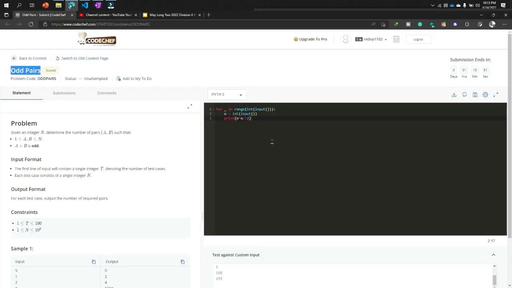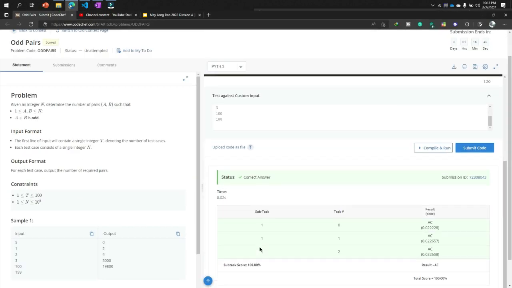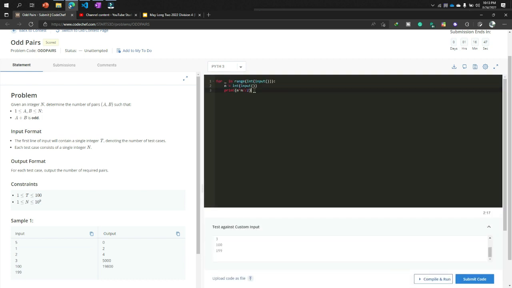So let's look at our code. This is the correct answer, and the code is here. We have taken the number of test cases in the first line. After that we take n, and then just print n multiplied by n floor division by 2.